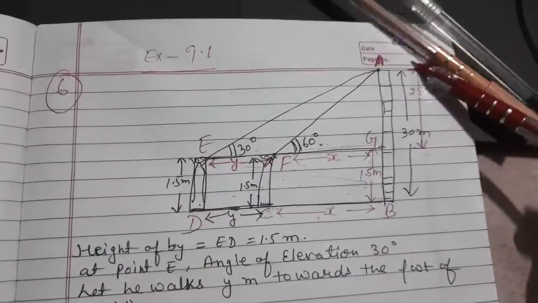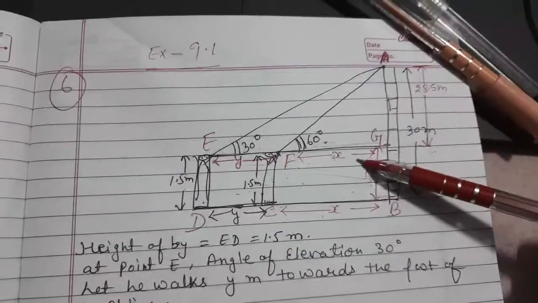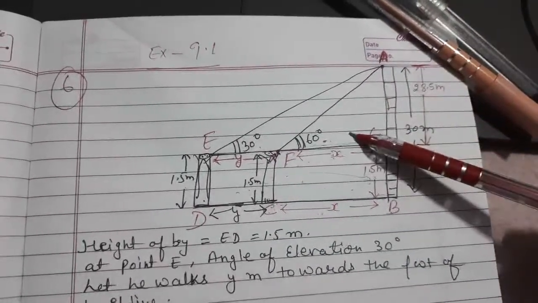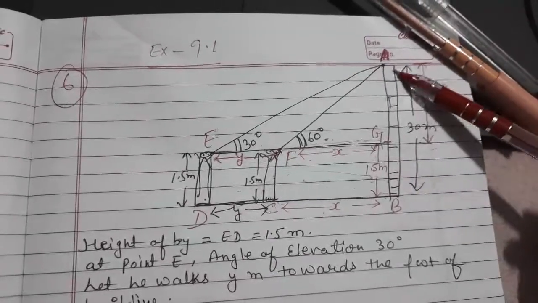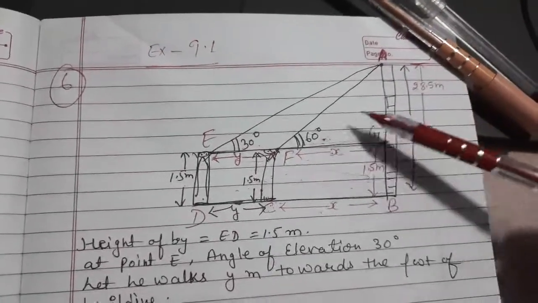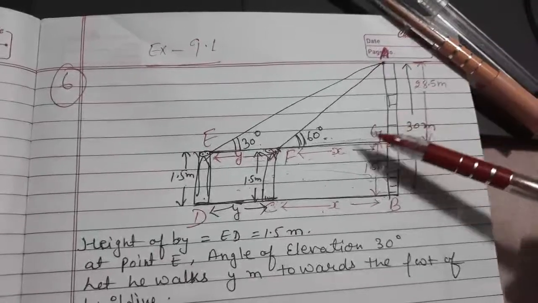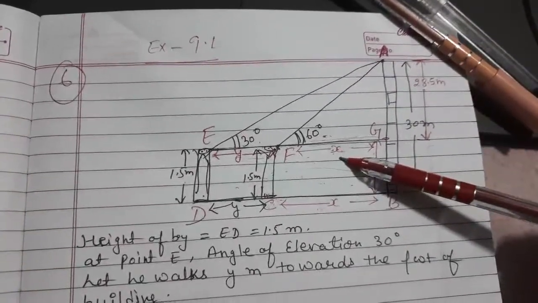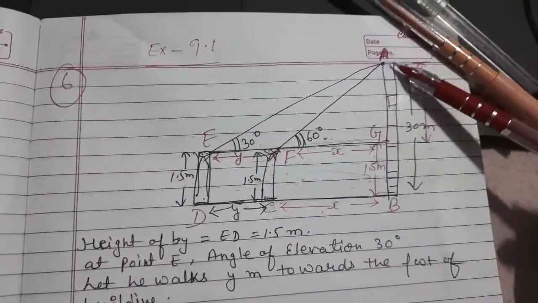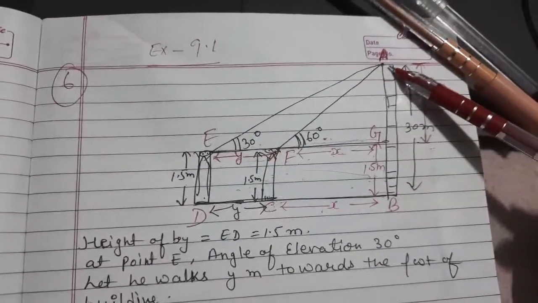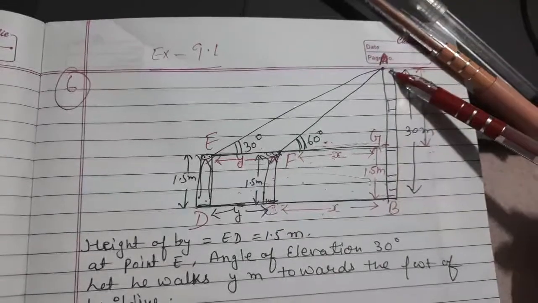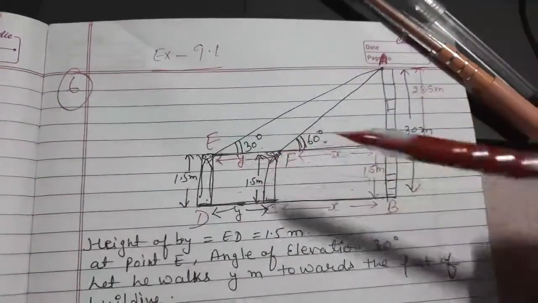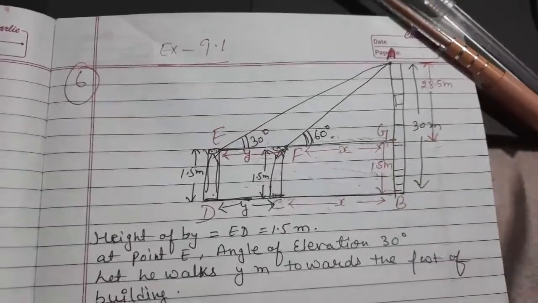Okay. Now first we will apply the trigonometrical ratio tan theta in the triangle AGF. In this, from the perpendicular we'll calculate the base. Then we will apply the same tan theta in the triangle AGE. So now let's see how we are solving.